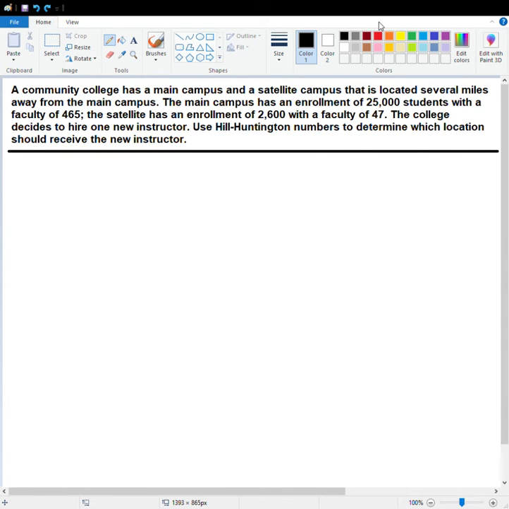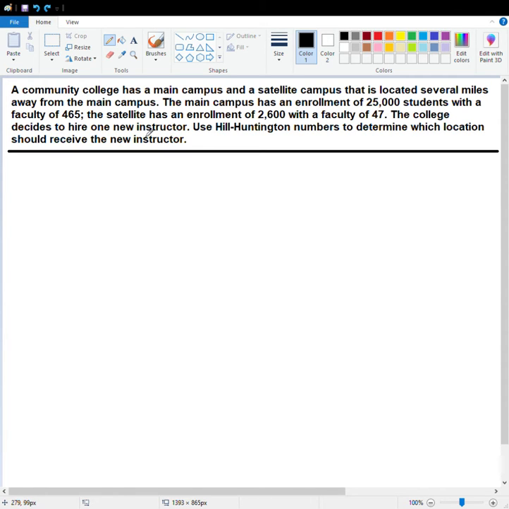Hey guys, today I'll be doing problem 41 from section 6.2. The problem goes like this. There's a community college that has a main campus and a satellite campus. The main campus has an enrollment of 25,000 students and a faculty of 465 instructors. The satellite campus has an enrollment of 2,600 students and a faculty of 47 instructors.